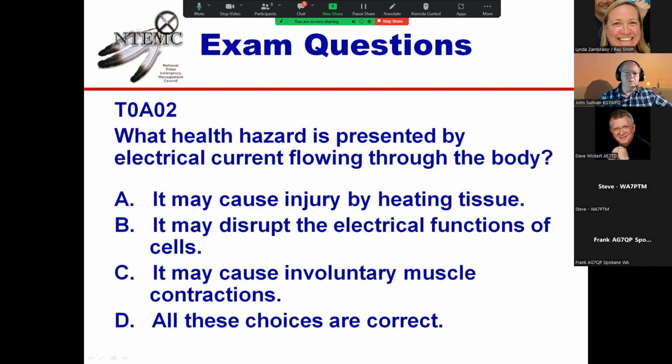What health hazard is presented by electrical current flowing through the body? Does it cause injury by heating tissue? Does it disrupt the electrical functions of the cells? And might it cause involuntary muscle contractions? Well, as a matter of fact, it does all of those things. Not good.